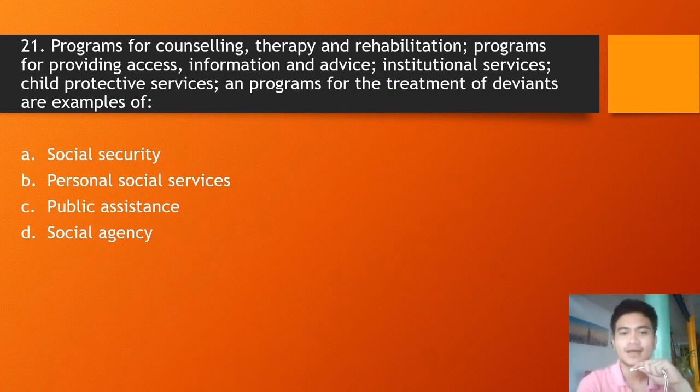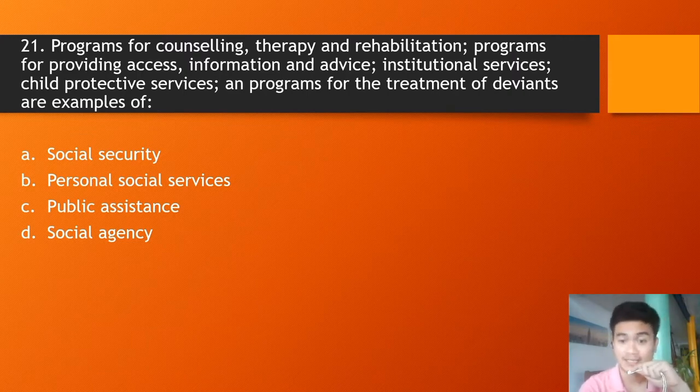Programs for counseling, therapy, and rehabilitation, programs for providing access of information and advice, institutional services, child protective services, and programs for the treatment of deviants are examples of. There are three categories based on the Orange Book. There are three major categories or typology of social welfare: public assistance, social security, and personal social services. So in which of these concepts are the mentioned services included?